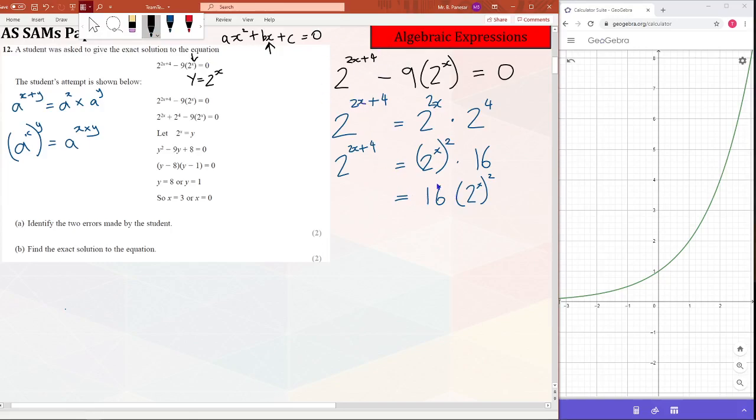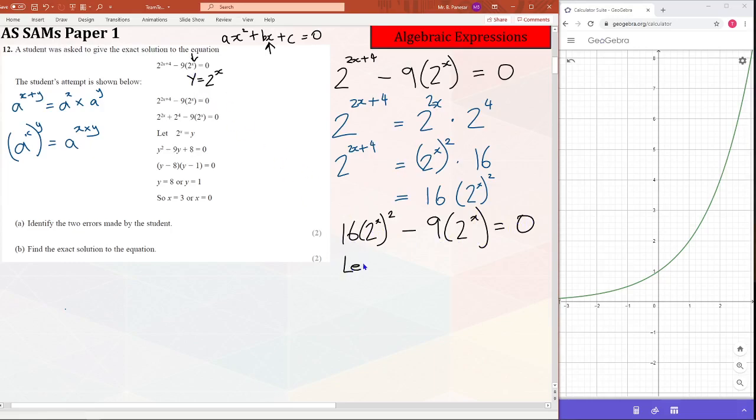This bit is the same as 16 lots of 2 to the power of x all squared minus 9 times 2 to the power of x is equal to 0. And what I can do here is say, let capital Y, it doesn't matter what letter you use, but I think this definitely helps to understand what's happening, let capital Y equal 2 to the power of x. I'm going to substitute every term which has 2 to the power of x with capital Y. So that's 16y squared minus 9y is equal to 0.